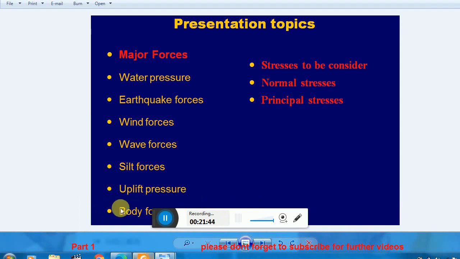So we will calculate it. You see all these forces in calculation, okay, next lecture inshallah. Here you see normal stresses and principal stresses.